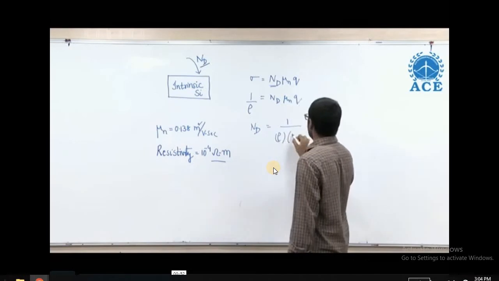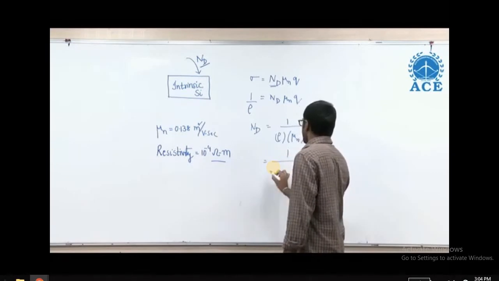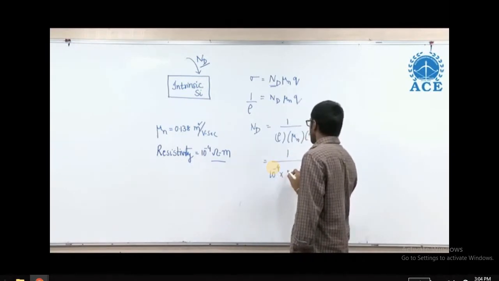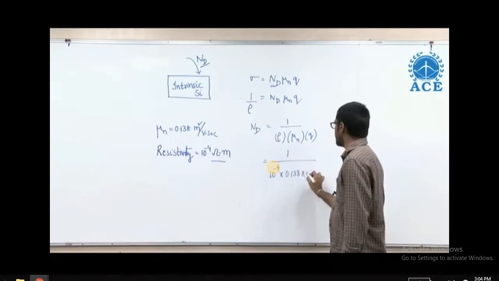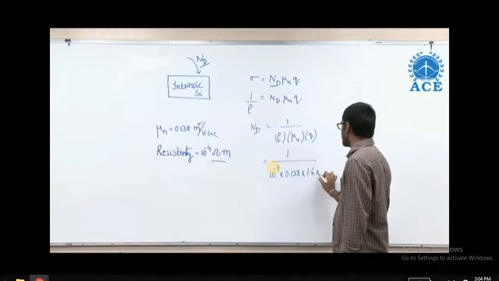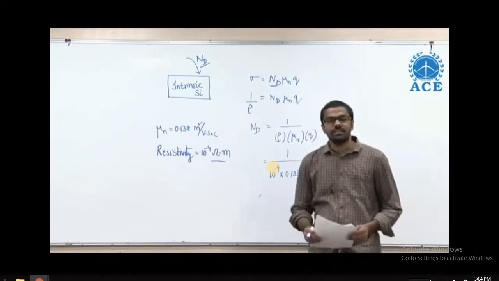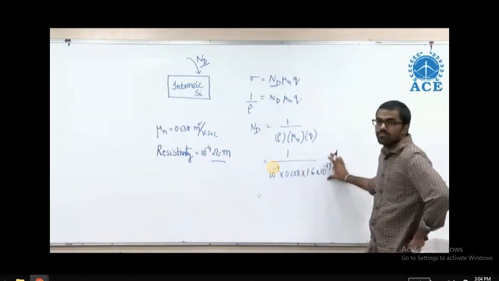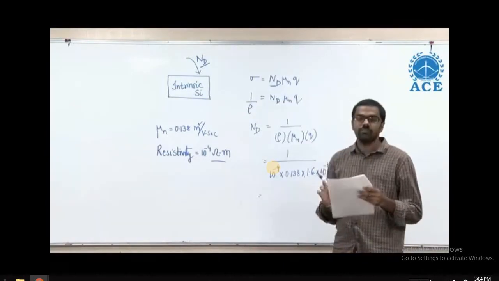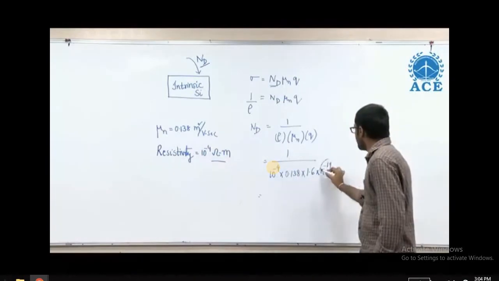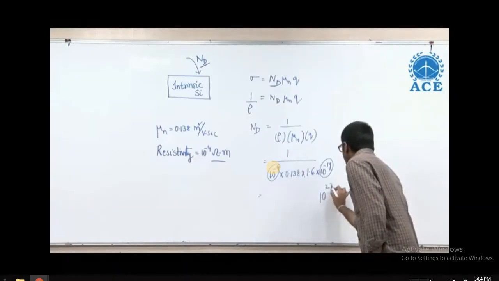1 by rho into Un into Q, which is nothing but 1 by 10 power minus 4 into, given the mobility of electrons as 0.138, into charge of electron is 1.6 into 10 power minus 19. In this question, we have to find this value. For finding such kind of values, just go through the options. We have 10 power 23 in the numerator. If we can see, 10 power 19 and 10 power minus 4 makes us 10 power 23.